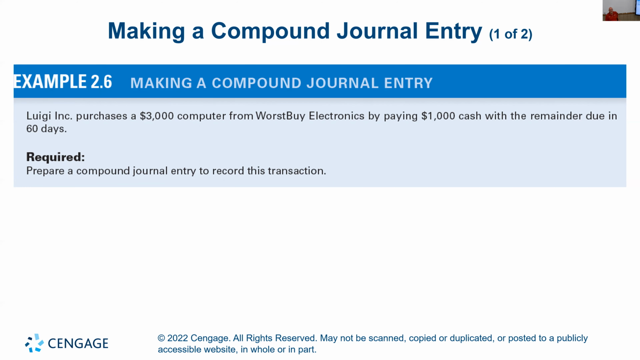So we have an asset increasing. Okay, our equipment, because we are receiving a $3,000 computer, is definitely increasing our assets. We are having some asset go down, because we are paying $1,000 cash, so we are losing some of that asset. But the remainder is due in 60 days, so we still owe $2,000. So we have created a liability here because we owe something.